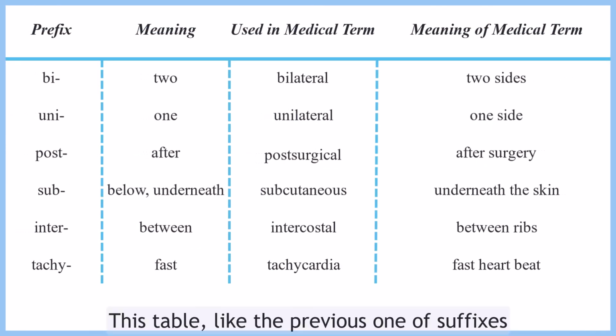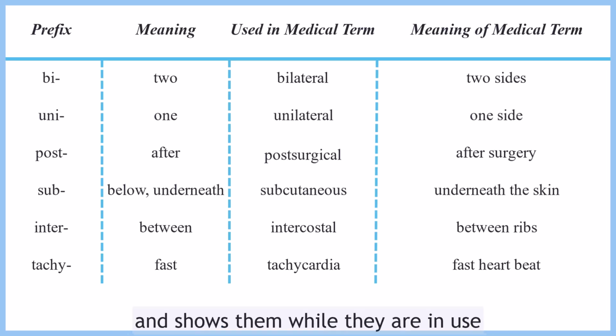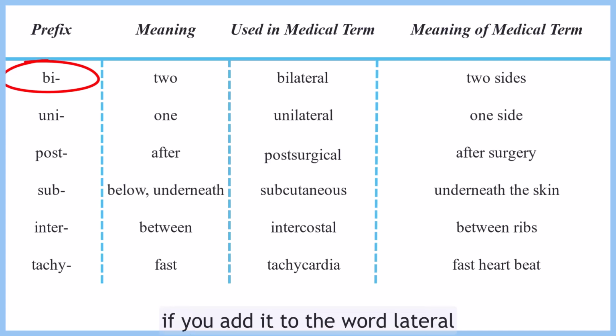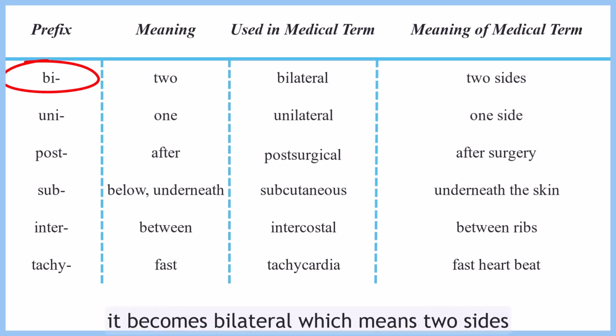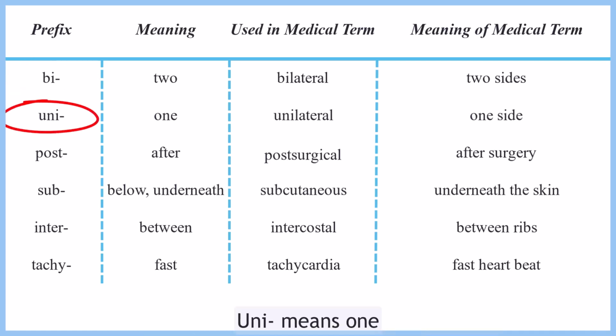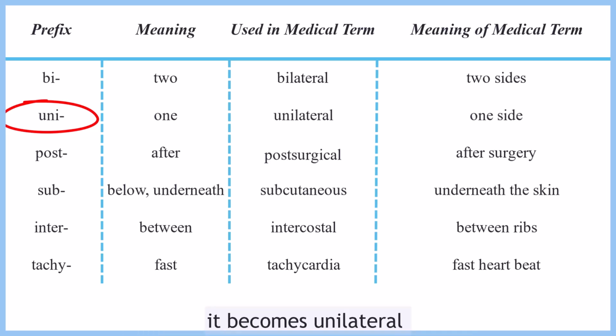This table, like the previous one of suffixes, highlights some examples of prefixes and shows them while they are in use. Let's read over this table. The prefix bi means two. If you add it to the word lateral, it becomes bilateral, which means two sides, like bilateral orchiopexy. Uni means one. If you add it to the word lateral as well, it becomes unilateral, which means one side.